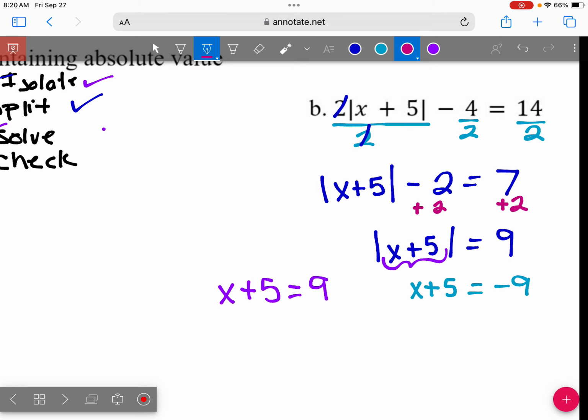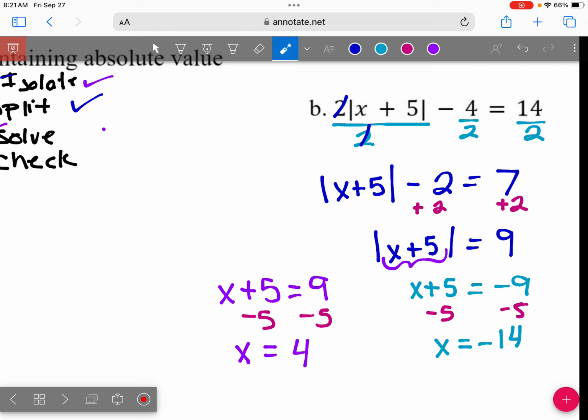Now let's solve each one of these. What do we got to do? Subtract 5 from both sides. So my purple one's going to be that x equals 4. On the blue one, we subtract 5 from both sides. And we're going to get that x equals negative 14.